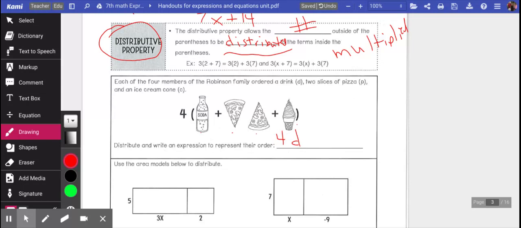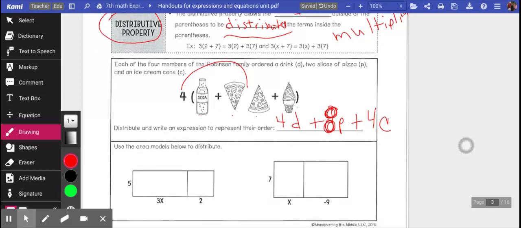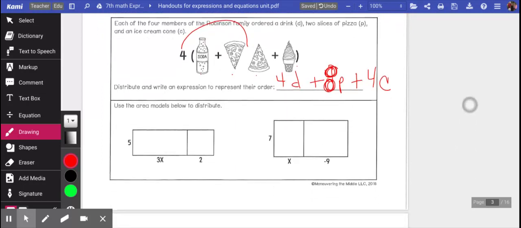So we have 4 times D plus 4 times the pizza. Whoops, sorry, I did that wrong. 4 times, and there's 2 of them. So that would be 4 times 2, which is 8. And then plus 4 times an ice cream cone. So you have to do it by each term in the parentheses.